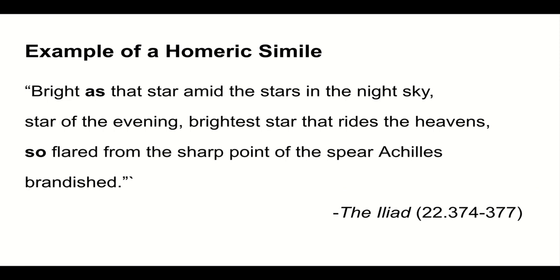So a couple of things I want to point out that I've put in bold here are the word as, which signals that this is a simile and that something is being compared. That's usually going to come near the beginning of the simile, even if it is a Homeric simile. And then the word so, partway down the simile, about halfway down, signals that there's a shift in the comparison from what the audience would have already been familiar with, which in this case is the night sky. And then it's going on to compare that first thing to the second object, which is Achilles' spear, or the point of his spear.